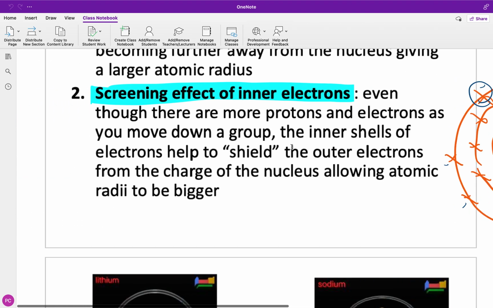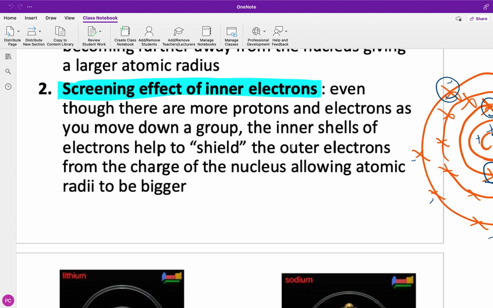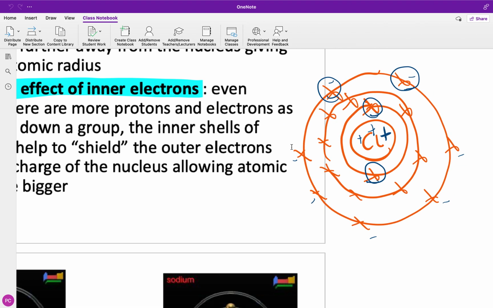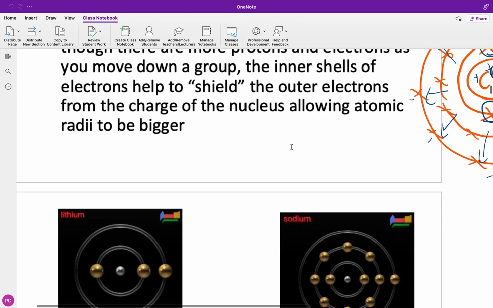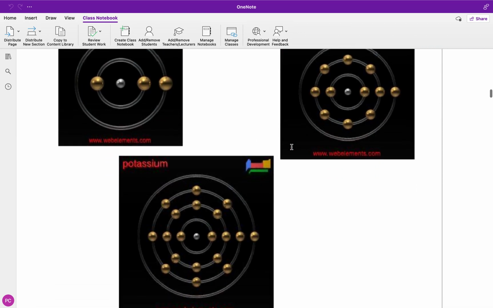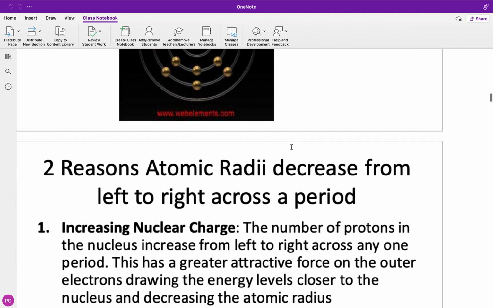So the way I worded it there in the notes, there are more protons and electrons as you move down a group. The inner shells help to shield the outer electrons, allowing the atomic radii to be bigger. So if we have our electrons out here, and the protons don't have a really strong effect, they can move further away from the nucleus. So they can move further away, and that means the radius of chlorine gets bigger. Okay, and there's a couple of examples of different atoms.